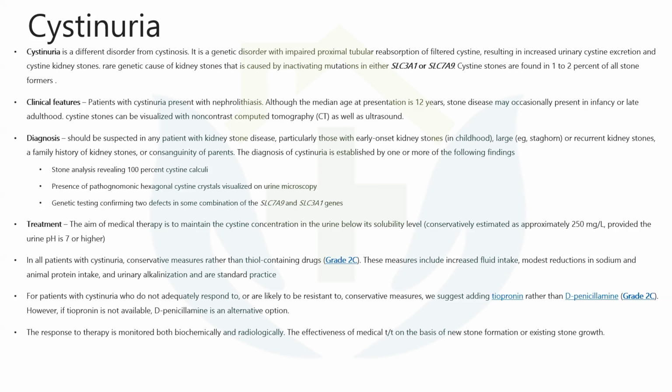So the diagnosis: usually we suspect it when the patient has kidney stone disease, recurrent kidney stones coming from childhood, and a family history of kidney stones. So we do a stone analysis, and when it comes back as a cystine stone, then we suspect cystinuria.